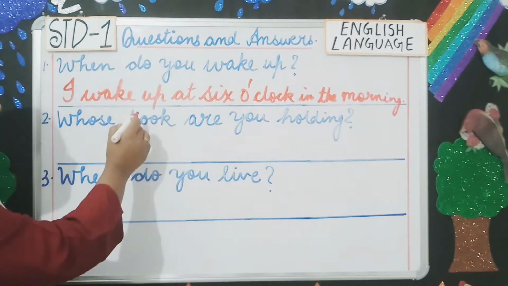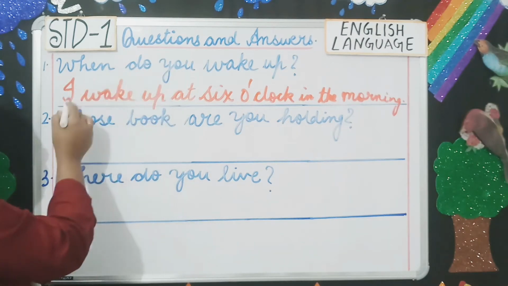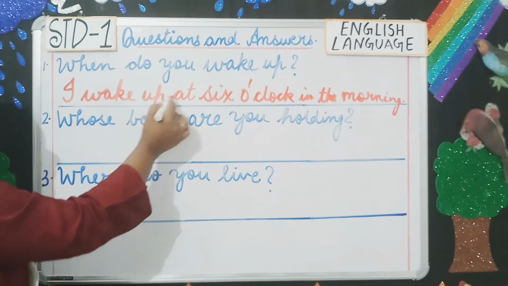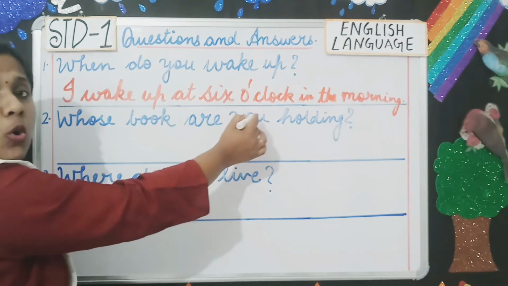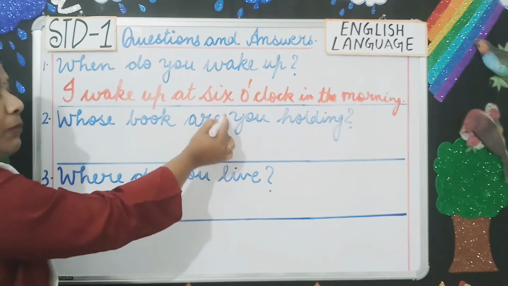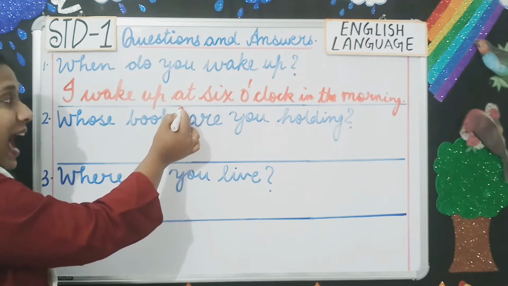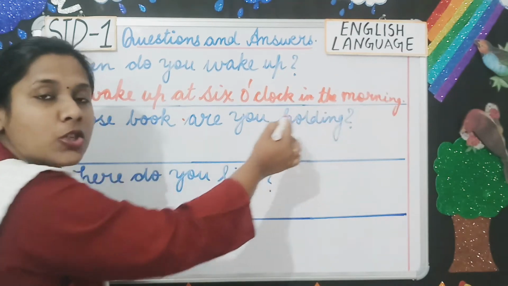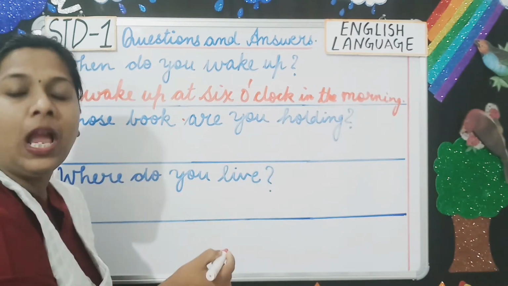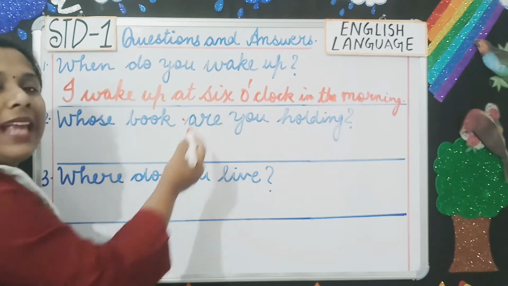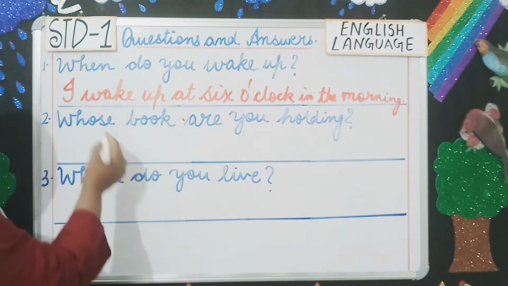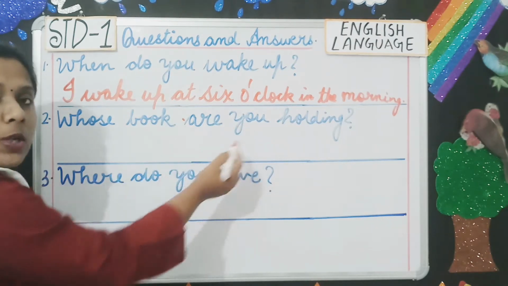Now how you have to frame this answer? This you will become I. Wake up you will take from the question. Then you will write the time 6 o'clock. And before the time you will use the preposition at. At 6 o'clock in the morning. So you have to write in the morning because 6 o'clock can be evening also. Clear students?